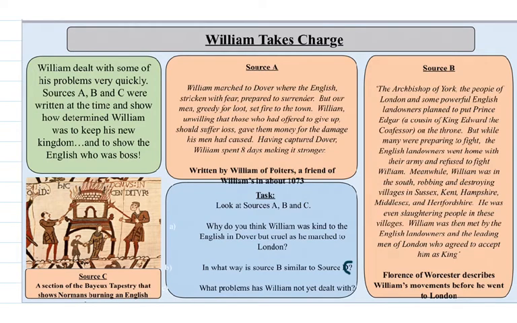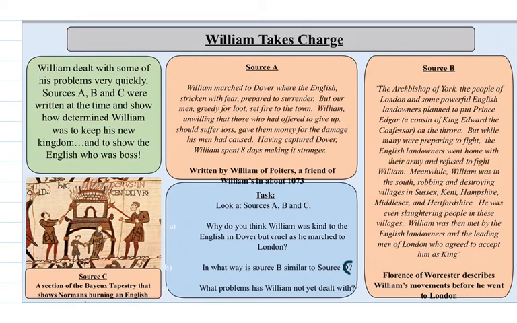Source B. It's a long one. The Archbishop of York, the people of London, and some powerful English landowners planned to put Prince Edgar. Try and remember what this guy's name was. He was one of the 4 claimants. Edgar the Etheling, well done if you remembered it. A cousin of King Edward the Confessor on the throne. But while many were preparing to fight, the English landowners went home with their army and refused to fight William.